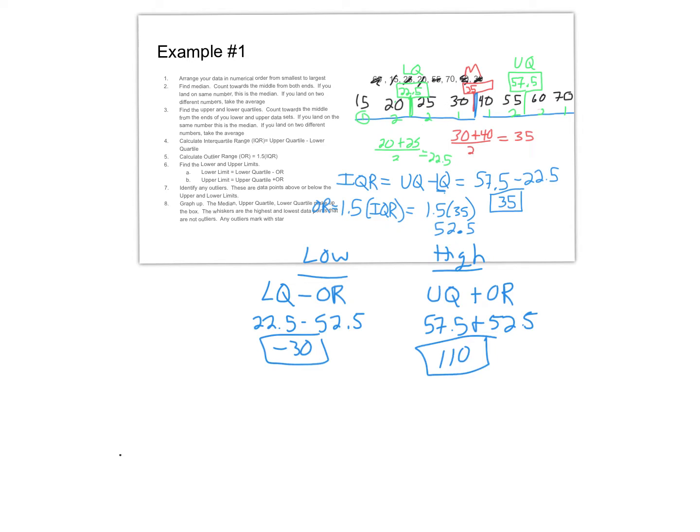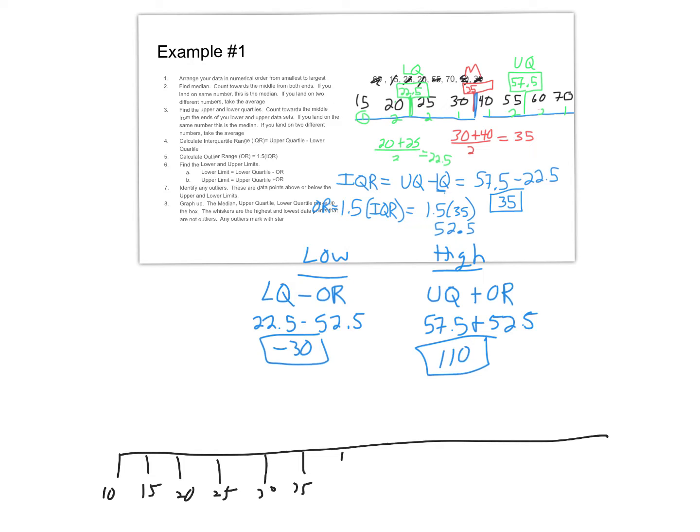All right, so here we go. We're going to make our box and whisker. So we start with a number line. Let's start with 10. Let's go 15, 20, 25, 30, 35, 40, 45, 50, 55, 60, 65, 70, 75. I like to do a little extra on either side.